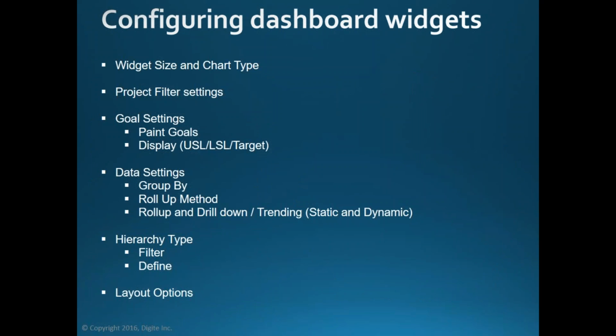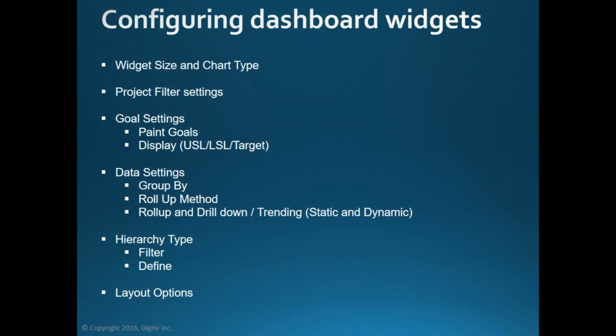So what are the options available in widgets? Whenever we are plotting some widget in a dashboard page, we can define the widget size. We can select what chart we need. Then we can select the project filter settings. Now, project filter setting is available only for org level dashboards and personal level dashboards, because it rolls up the data from the projects. So you don't need a project filter at a project level dashboard.